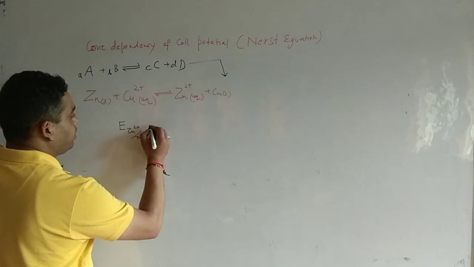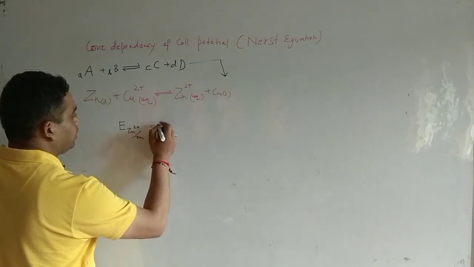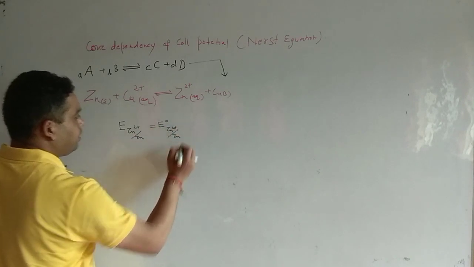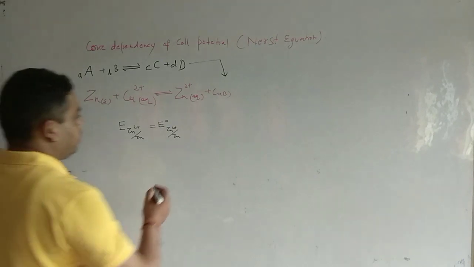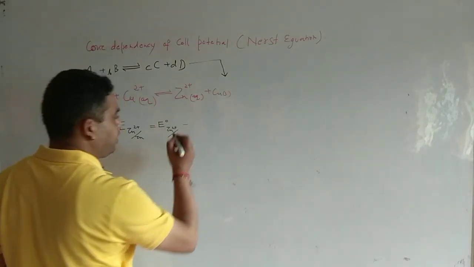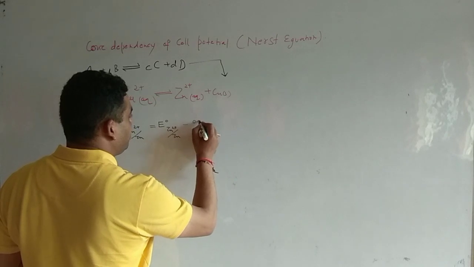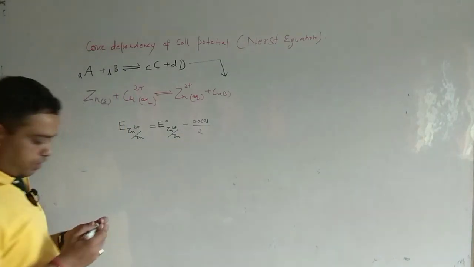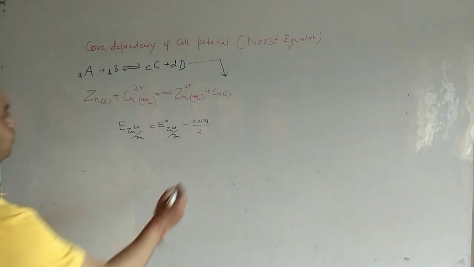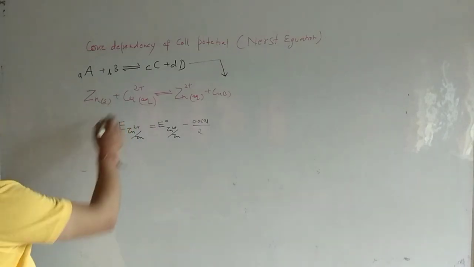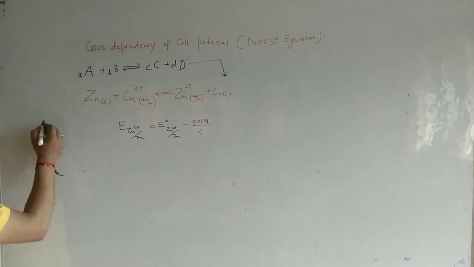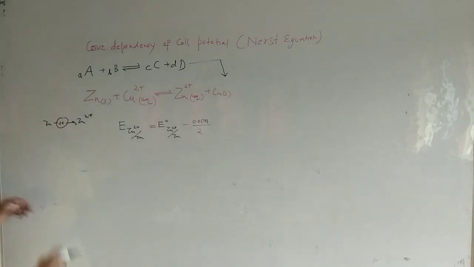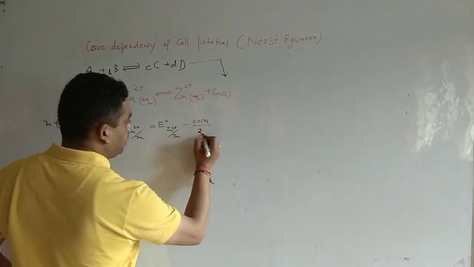So this would be equal to what? E standard Zn2+ by Zn, right? Here you can write negative 0.0591 divided by 2. The value of n would be 2 now. Why the value of 2? Because 2 moles of electrons are involved in the process. You can see in this way, when zinc loses 2 moles of electrons, it forms Zn2+. So 2 is there, that's why I am writing 2 here. Fine. This is one way.